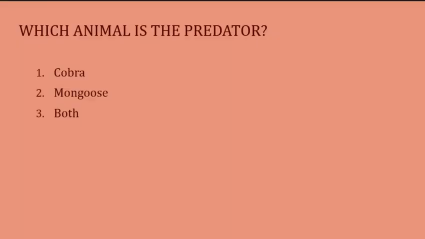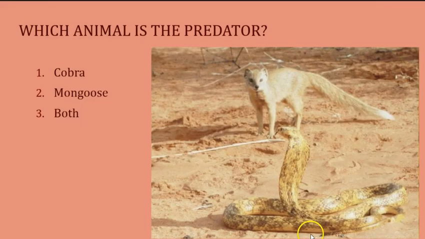So for starters, though, let's look at this picture right here, okay? So you see here a cobra, which is a lovely little snake, and you have here a little mongoose, which is a cute little mammal. And so my question to you about this picture is, which animal is the predator?